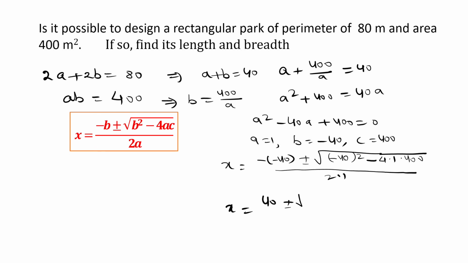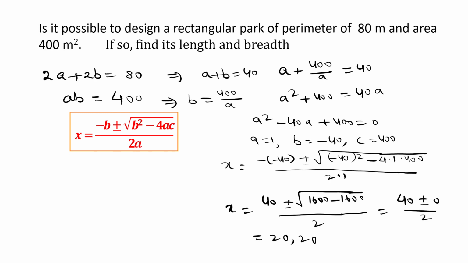is equal to 40 plus or minus under root 1600 minus 1600, over 2. They cancel out each other and we get 40 plus minus 0 over 2. So by taking positive and negative sign, we get the same value, 20 and 20. So there are two equal roots, 20 and 20. So the answer is yes, it is possible to design a rectangular park with the given parameters, and its length would be 20 and breadth will be 20. In fact, it is a particular type of rectangle, that is a square.